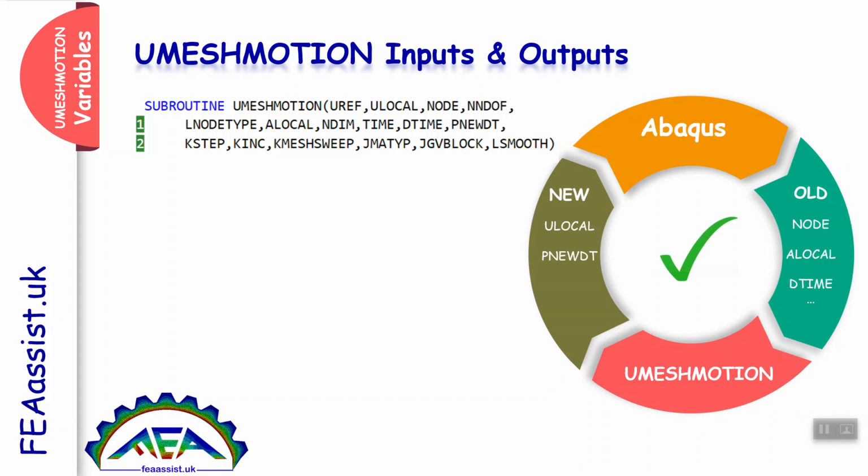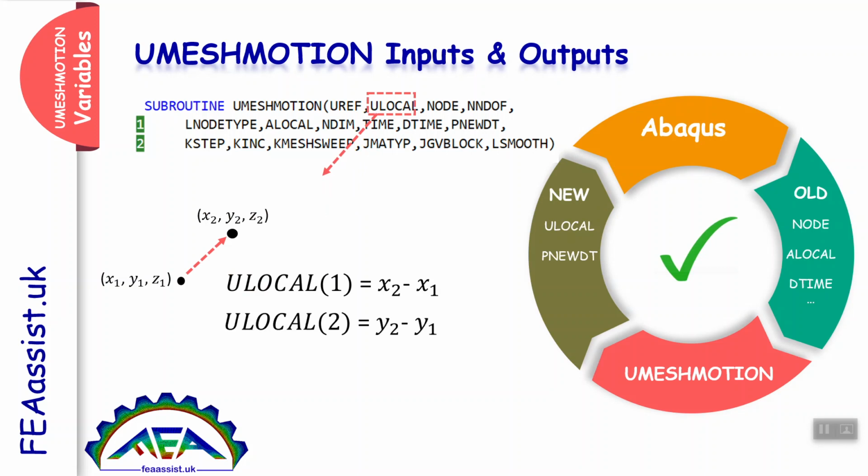Here I explain one of the variables, uLocal. Consider you have a point x1, y1, z1. This point is going to be transferred to point 2. So uLocal 1 is the displacement or velocity in the x direction, uLocal 2 in the 2 direction or y direction, and uLocal 3 in the 3 direction or z direction. These variables need to be well explained to understand UMeshMotion, which is one of the complex subroutines in Abaqus.